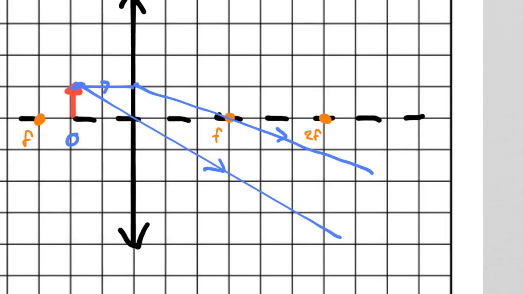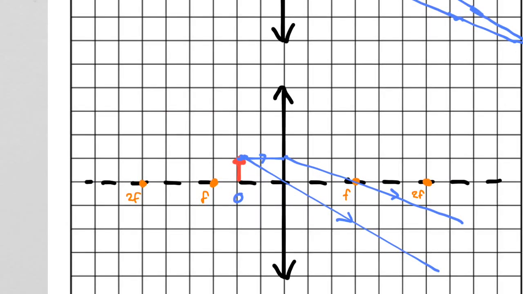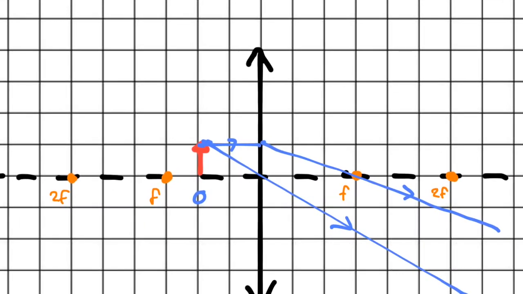Notice that the rays are actually never going to meet on this side of the lens. So we can't really draw an image on this side of the lens because the rays don't meet. So what we have to do, similar to the last video, is backtrace the rays. Okay, so let's do that. Let's backtrace our rays.